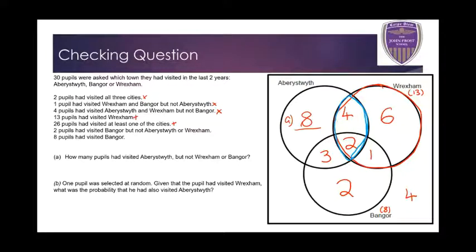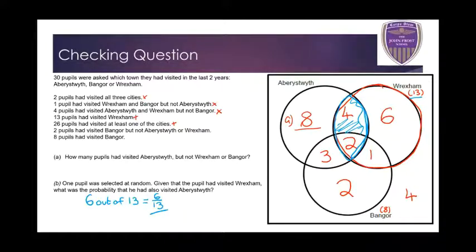So how many pupils are in this area here? Well, 4 plus 2 is 6. So 6 pupils. And the question says we'd chosen a pupil that had already visited Wrexham, and 13 pupils had already visited Wrexham. So this probability is going to be 6 out of 13. Okay? So therefore, to write 6 out of 13, you just write as a fraction 6 over 13, okay?